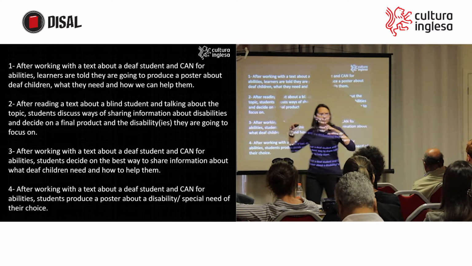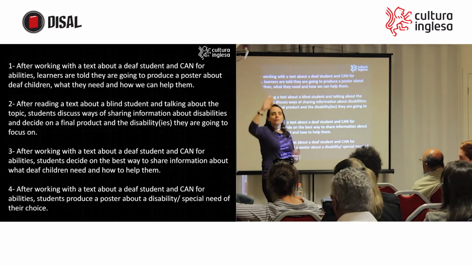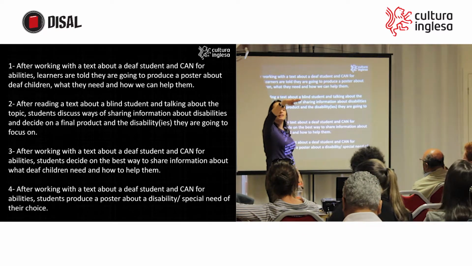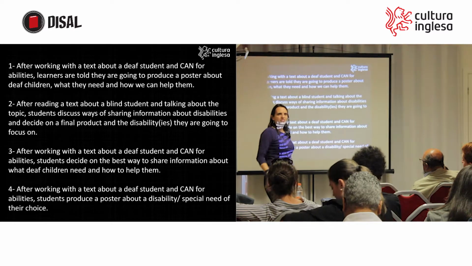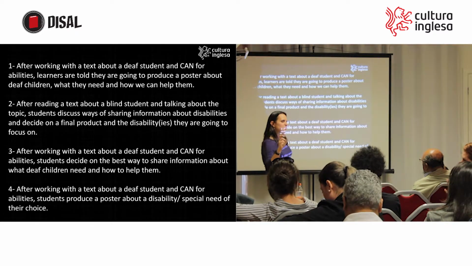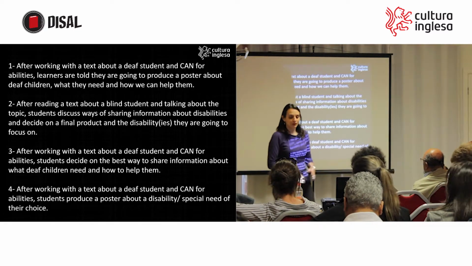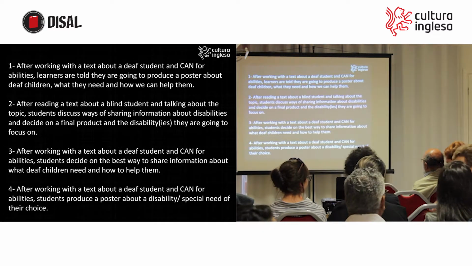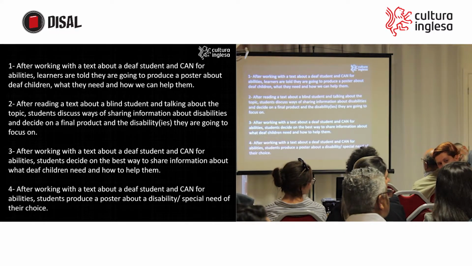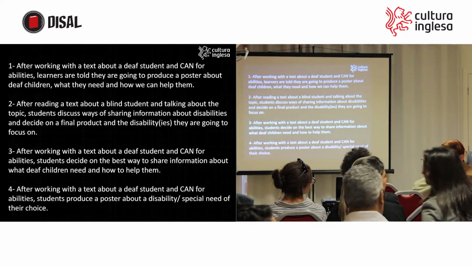So let's try to work in 2 big groups. I'll need some help to get you divided. So 1, 2, 3, 4, 5, 6, 7, 8, 9, 10, 11, 12, 13, 14, 15, 16, 17, 18, 19, 20, 21, 22, 23. Divided by 2? 12-ish. Okay. Let's say that from this row to the front, you're group 1. This row to the back, you're group 2. Okay.